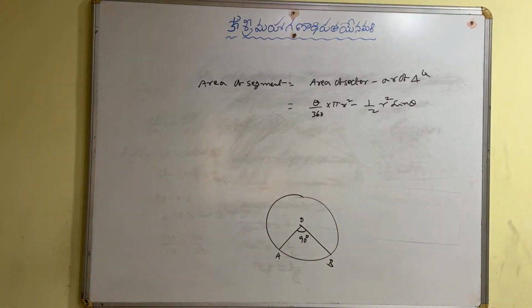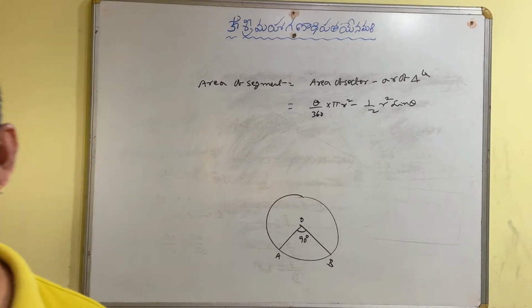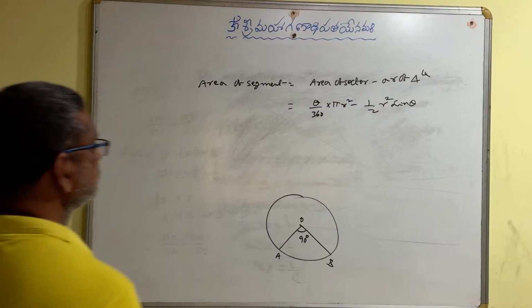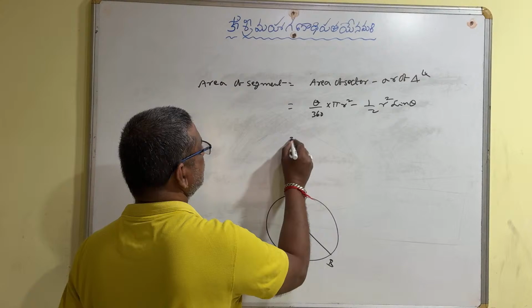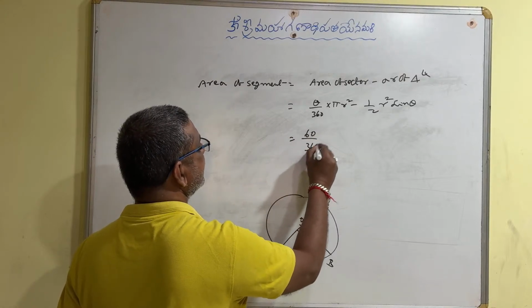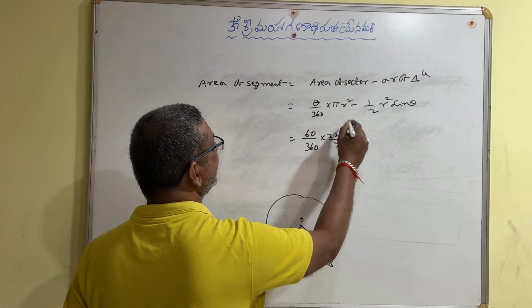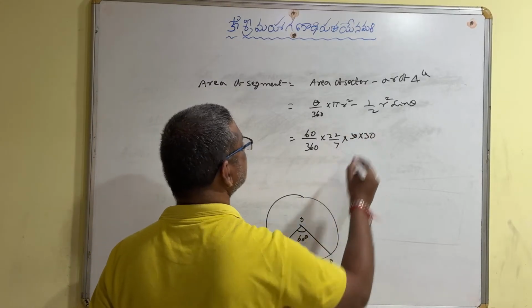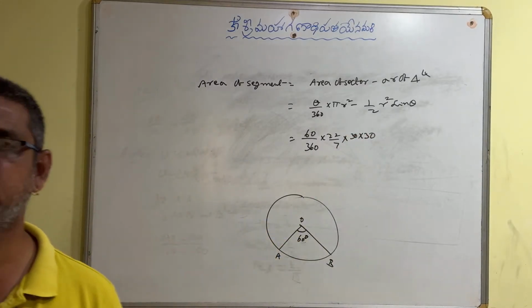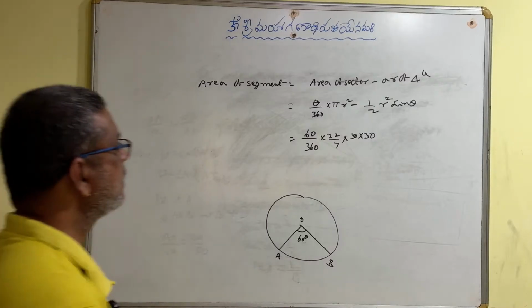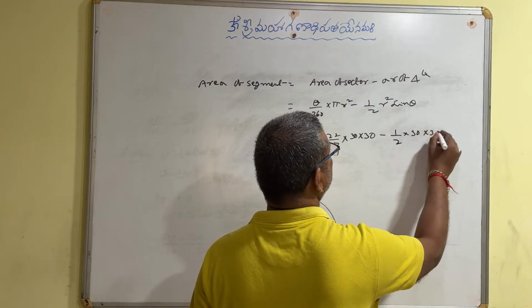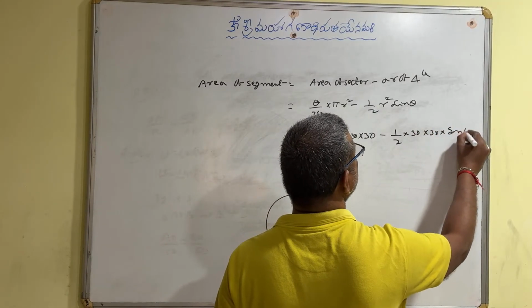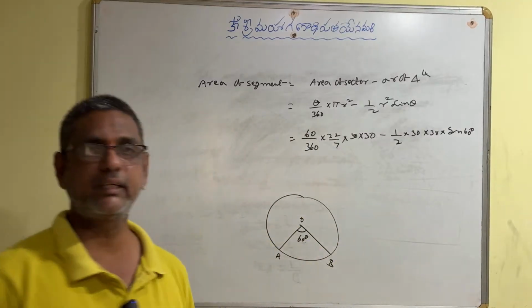Theta by 360 pi r square minus half r square sin theta. Here theta is given 60 degrees. So 60 by 360 into 22 by 7 into radius, which is given 30 centimeters, 30 into 30, minus half into 30 into 30 into sin 60. Theta is given 60 degrees.